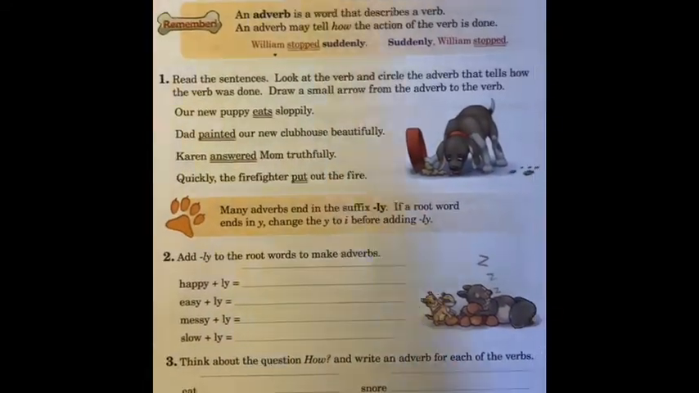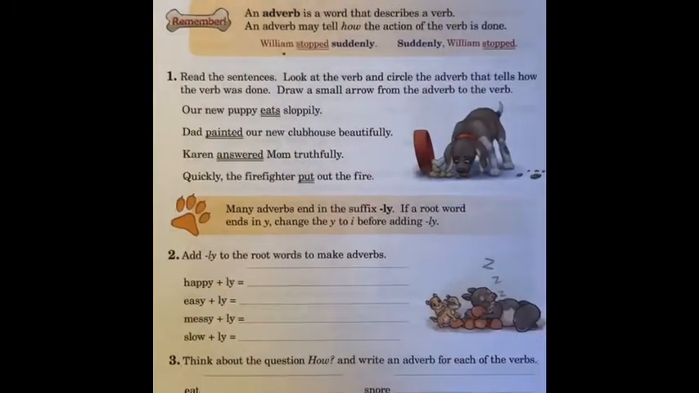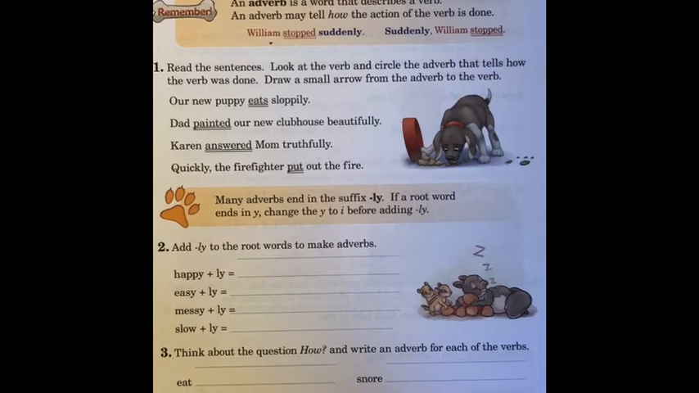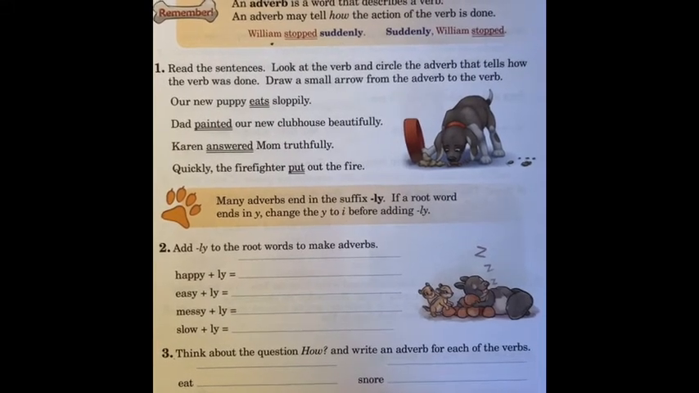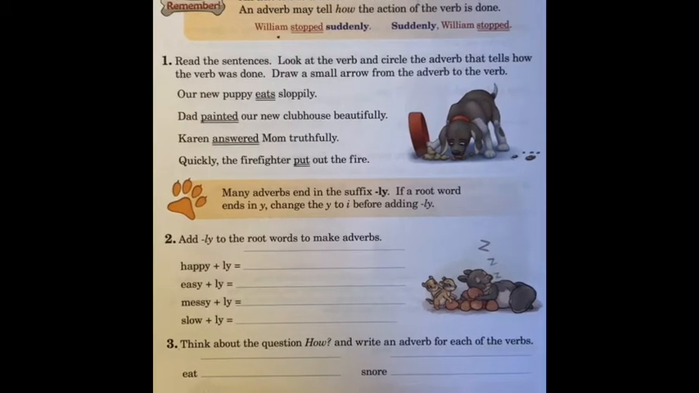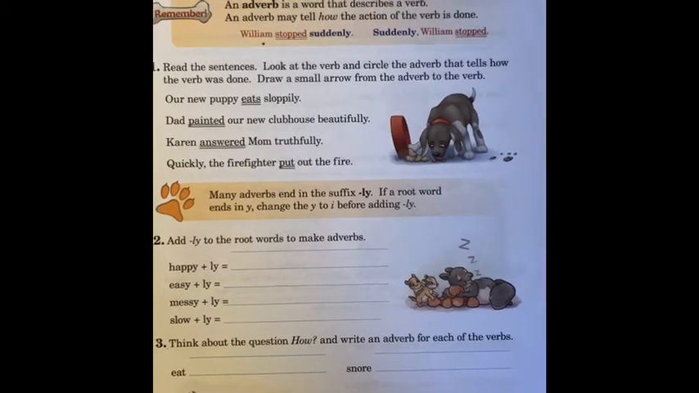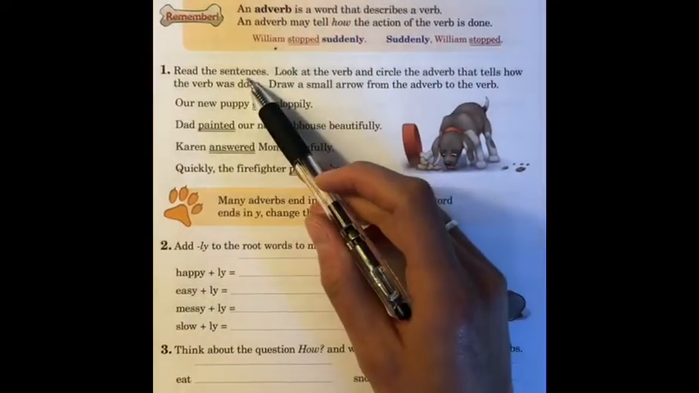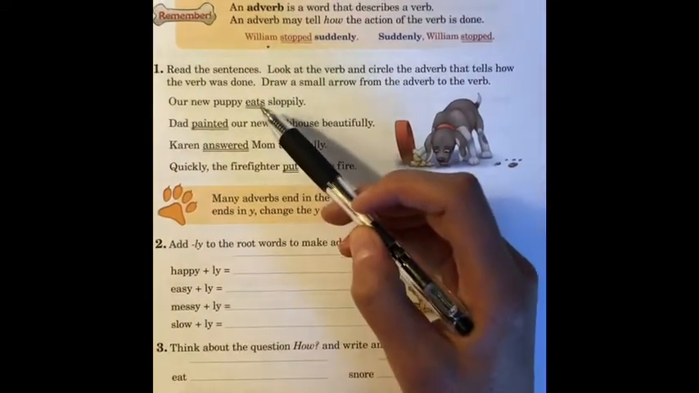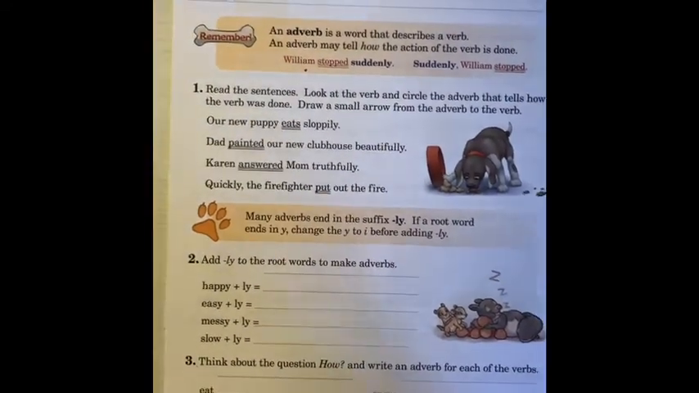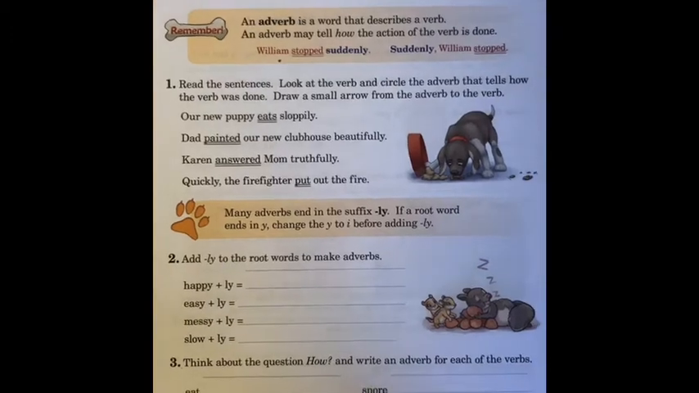So let's take this information and practice it down here. Number 1 says, read the sentences, look at the verb, and circle the adverb that tells how the verb was done. Draw a small arrow from the adverb to the verb. Okay, so we need to do a couple different things here. First, we're going to read it. The verb is underlined for us already, so we need to identify what the adverb is and then draw an arrow from the adverb to the verb.